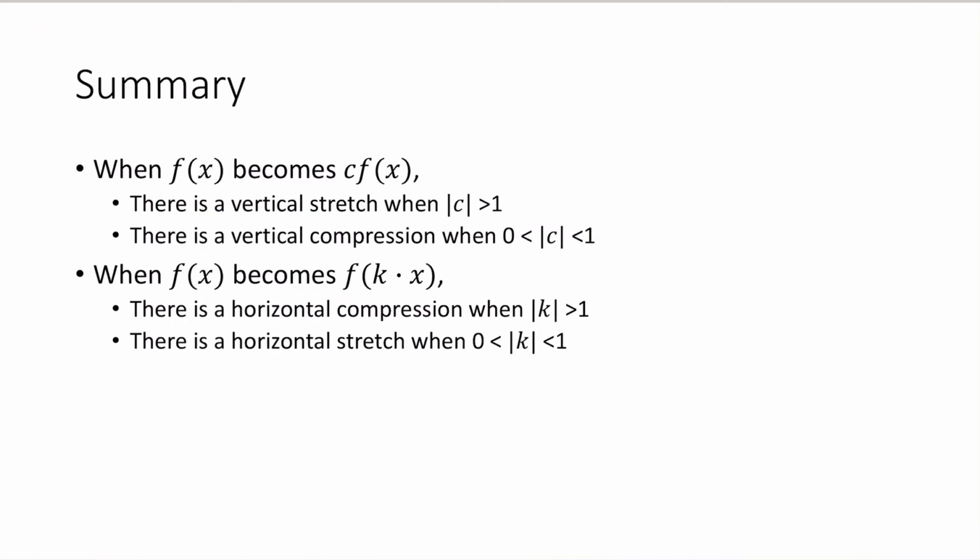So in summary, when f of x becomes c times f of x, there is a vertical stretch when the absolute value of c is bigger than 1. There is a vertical compression when the absolute value of c is between 0 and 1. When f of x becomes f of k times x, there is a horizontal compression when the absolute value of k is bigger than 1, and a horizontal stretch when the absolute value of k is between 0 and 1.